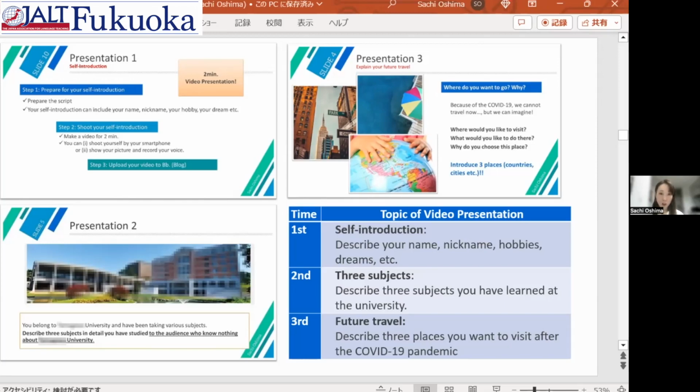So when thinking of the topic, I put importance on topic familiarity. However, I have to admit that maybe topic difficulty should be considered much more. For example, compared to the self-introduction, describing three subjects would be much more difficult, I think. And describing three places they want to visit is much more difficult than the self-introduction. So in addition to topic familiarity, topic difficulty should have been much more carefully considered. That was the limitation of my study, but still, it works.